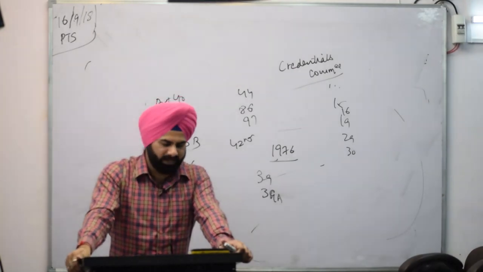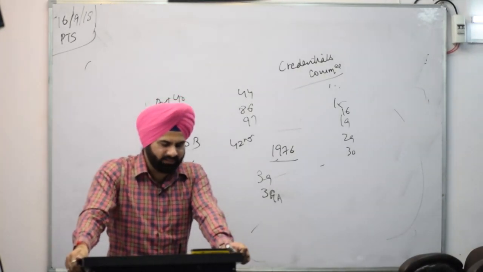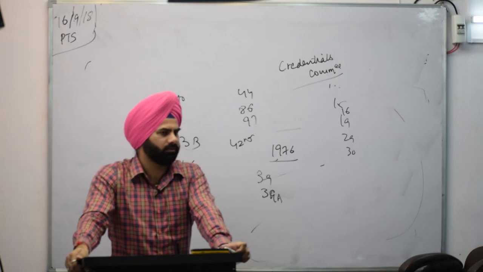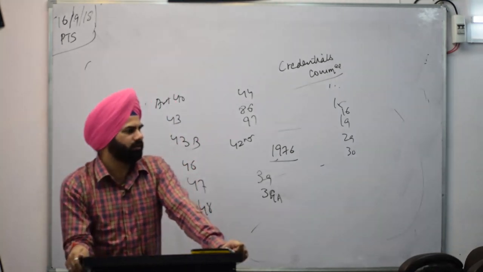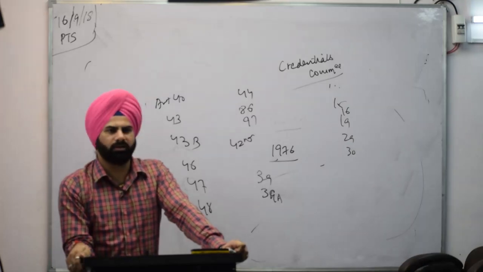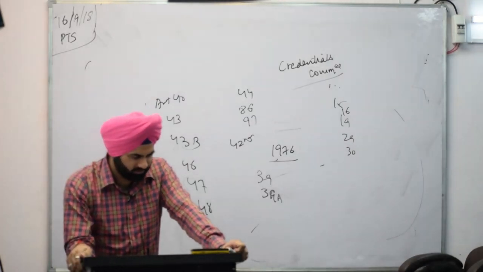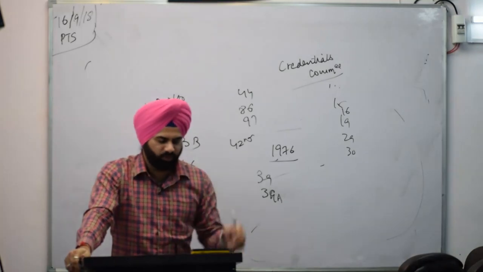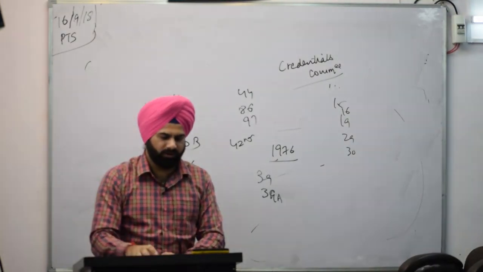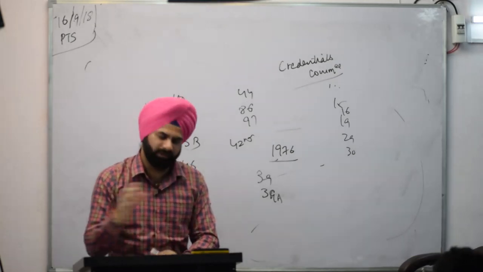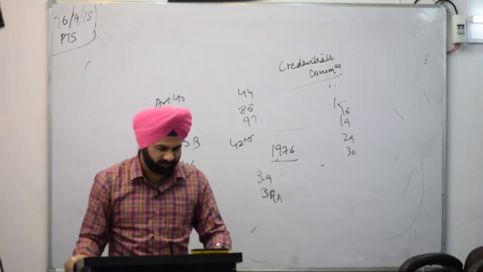Aladi Krishna Swami Iyer. Who headed the steering committee? Rajendra Prasad. Minority subcommittee? H.C. Mukherjee. Union Power Committee? Nehru. The drafting committee? Ambedkar. This is the list you have to know.